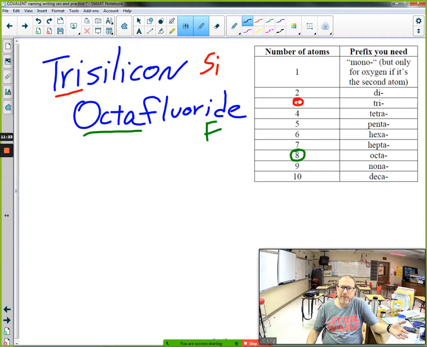So when I go to write my formula, it's going to have 3 silicons, so it's going to be Si3, and it's going to have 8 fluorines, F8. Okay, look how quick we got that.